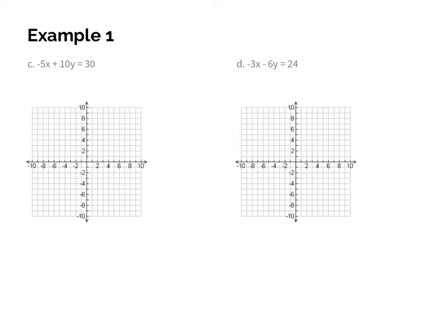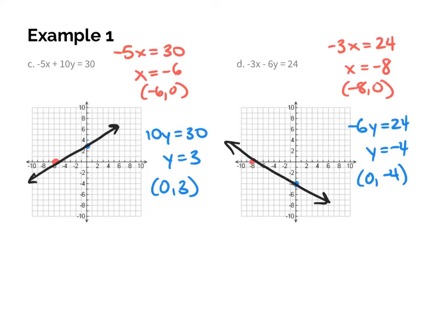Pause the video here. I want you to find the x and y intercepts, plot those points, and graph it. I'm going to give you a couple seconds here and let you guys solve this one on your own. All right, bringing it back, here's what you should get. For the first one, you got your x-intercept at negative 6, 0, y-intercept at 0, 3. Got a line that goes upward.